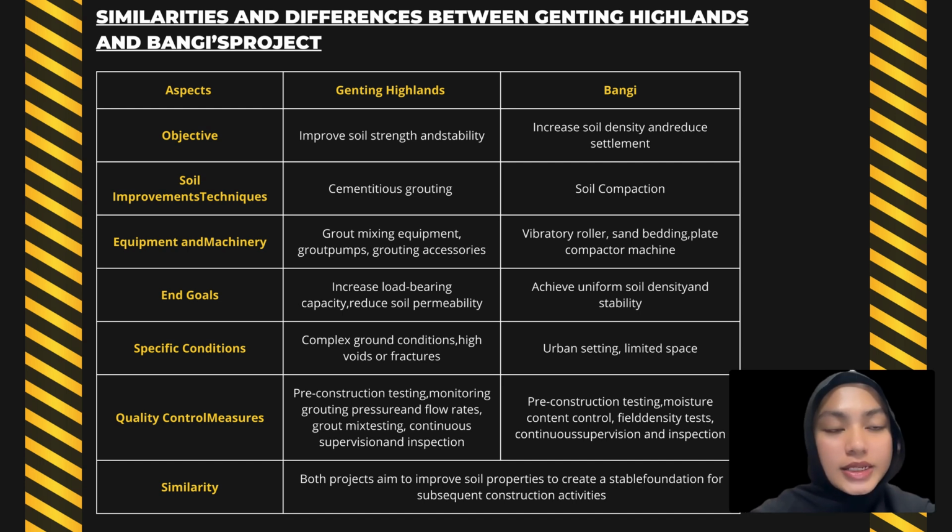Next is similarities and differences between Genting Highlands and Bangi's project. This table contains the aspects: the objective, soil improvement and technique, equipment and machinery, end goal, specific condition, quality control measurement and similarity between Genting Highlands and Bangi project.